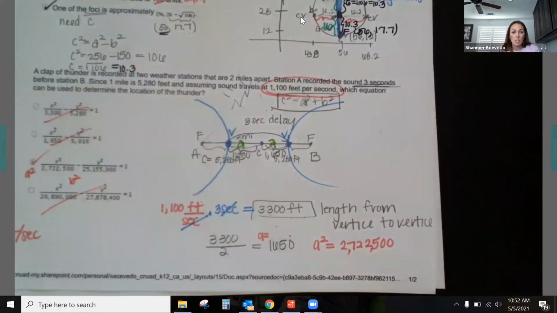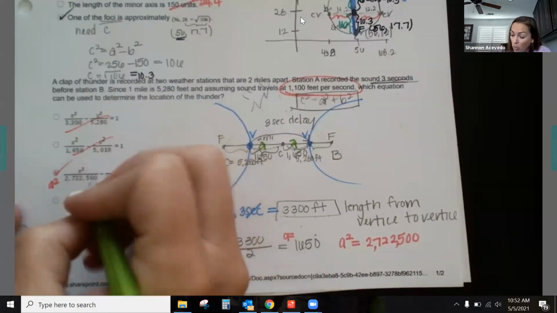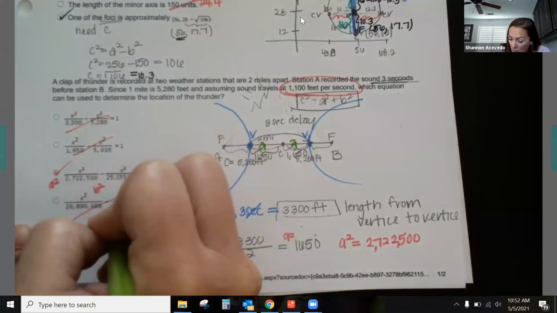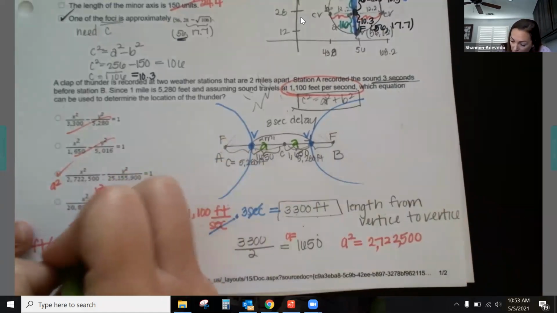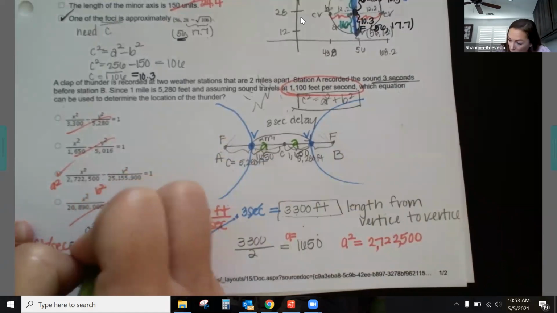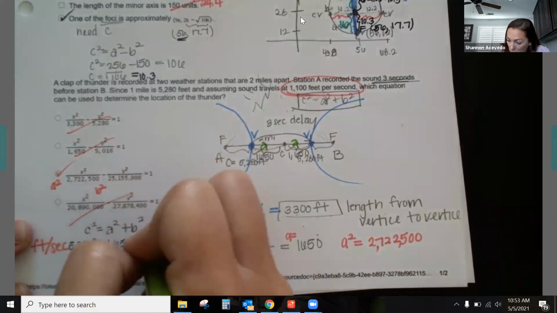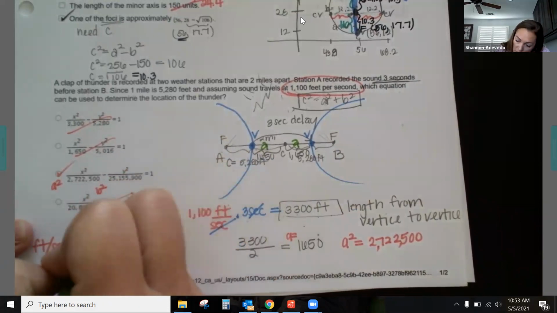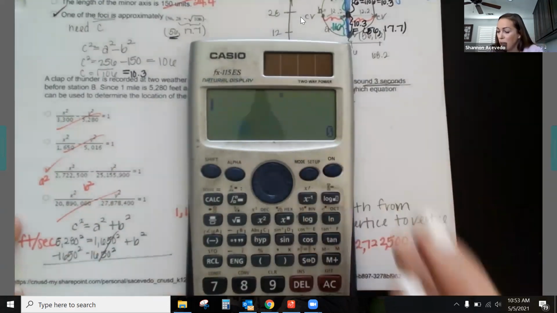How do I know that my B squared matches? Well, in a hyperbola, C squared is equal to A squared plus B squared. And I know my C is 5,280. So 5,280 squared is equal to 1,650 squared plus my B squared. I'm going to subtract 1,650 squared from both sides. I could write those out and solve them there, but I'm just going to plug into my calculator. So I'm going to leave that all together.